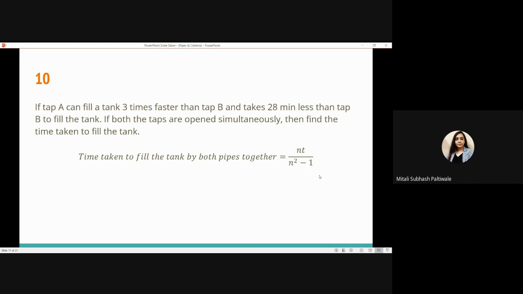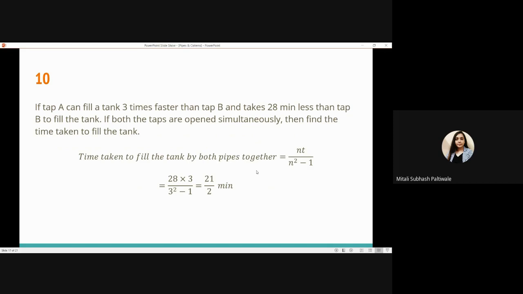So here it would become 28 into 3 by 3 square minus 1, which is nothing but 9 minus 1. So the answer would be 21 by 2 minutes. That is it. This much is the time which will be required to get the tank filled entirely. So the tank will get filled entirely in 21 by 2 minutes.